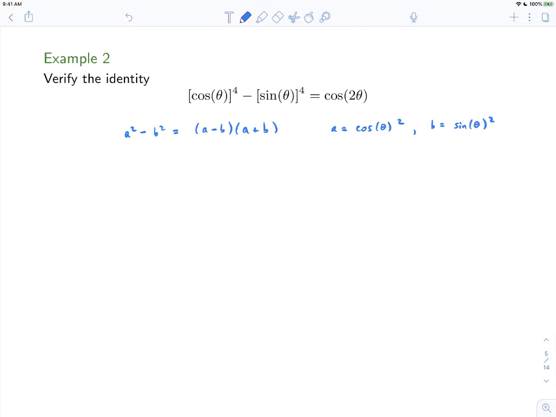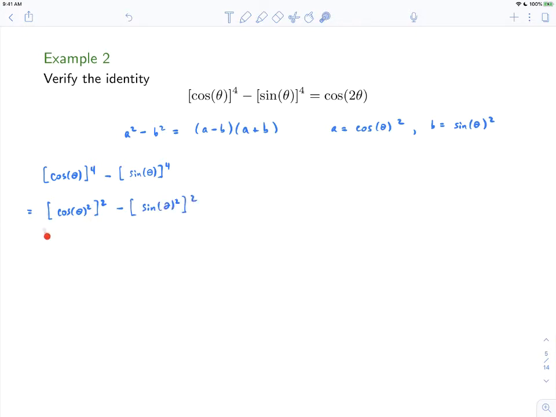So we'll start with cosine. So cosine theta raised to the 4th minus sine of theta raised to the 4th. So I'm going to rewrite these as cosine theta squared raised to the 2 power minus sine of theta squared raised to the 2 power.